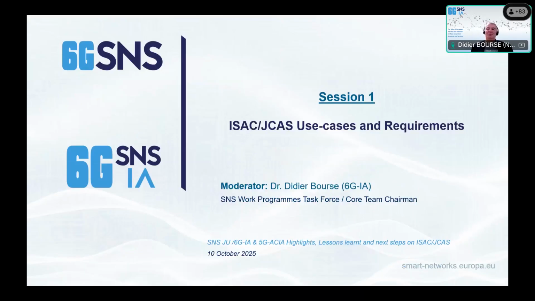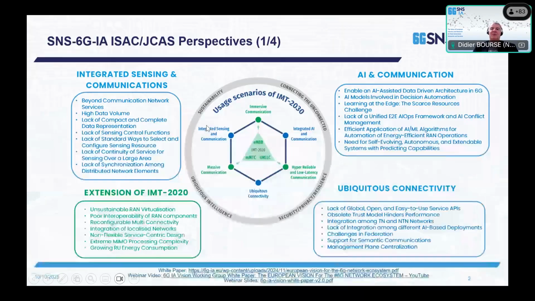We go until quarter to 11, and we will address both use cases and requirements. So we will have 6 project presentations. I'm covering the part from 6G-IA, and then Han Wen will be covering during this session the part from 5G-ACIA. So I just want to quickly, in 4 slides, set the scene and explain what SNS is at the program level, the programmatic view.